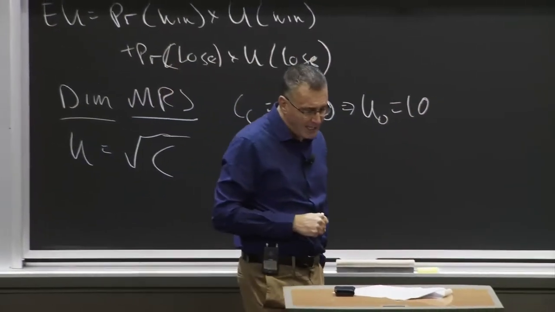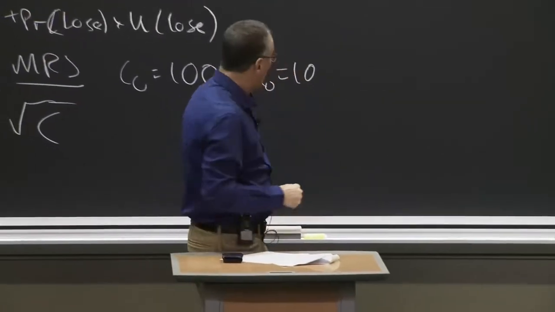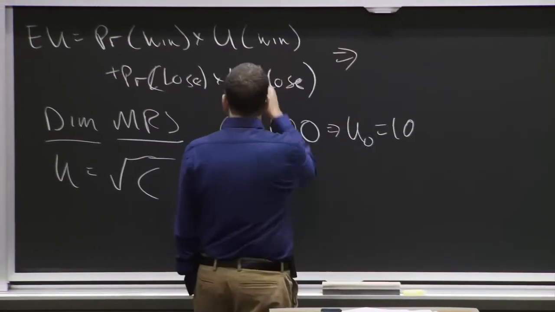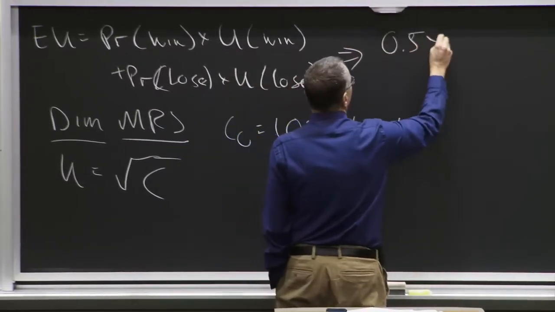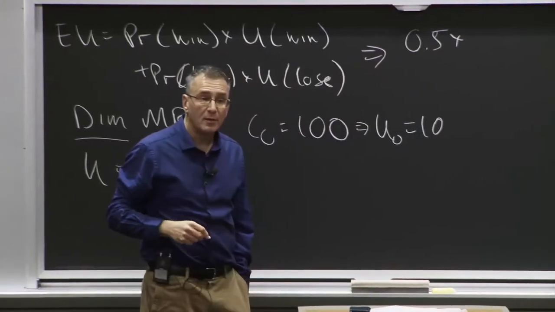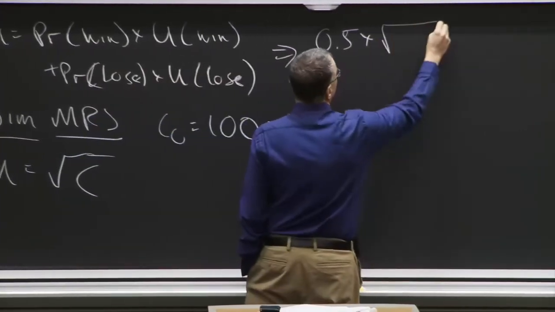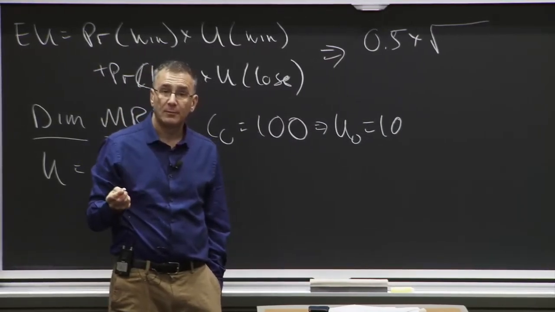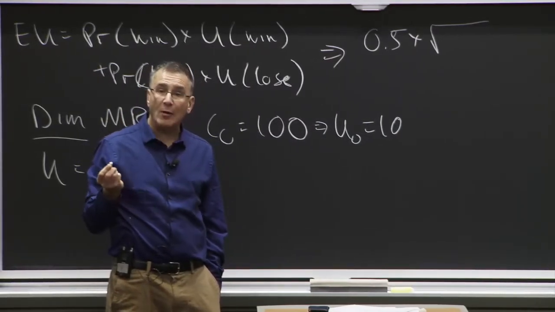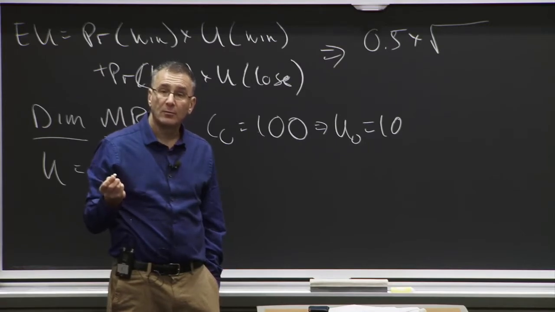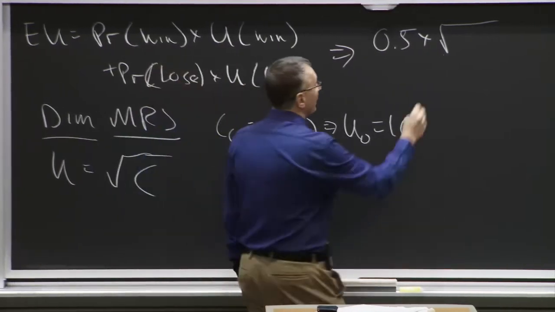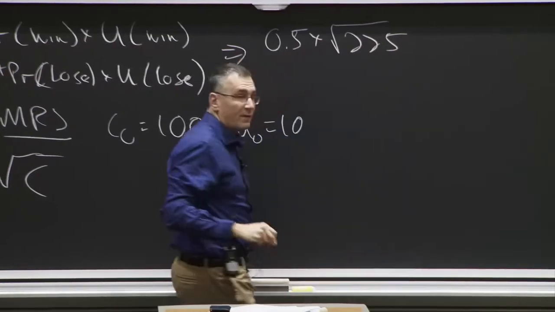Now, I offer you this bet. What's the expected utility of this bet? Well, the expected utility of this bet is the probability you win, 0.5, times utility if you win. Utility if you win is the square root of your consumption if you win. What is your consumption if you win? If you win the bet, what is your consumption? Starting with 100, and I made this bet with you. 225. You started with 100 and you won 125.